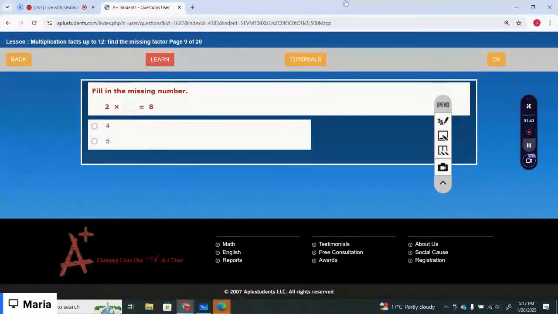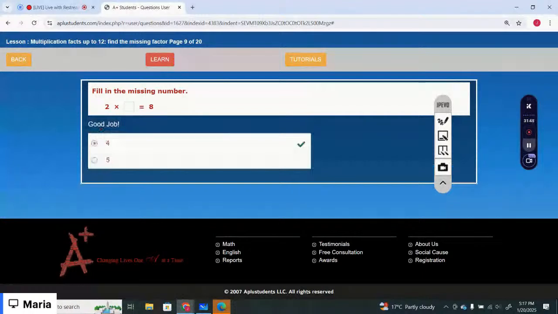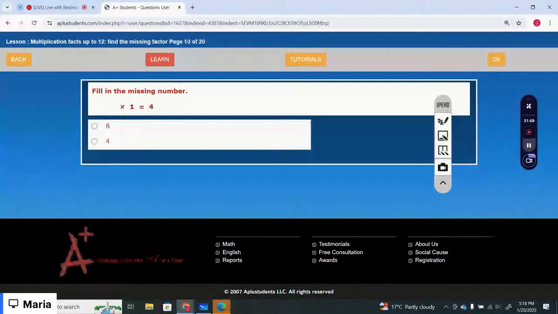2 times 4 is 8. The correct option is option number 1, that is 4. 1 times what number is 4? 1 times 4 is 4. The correct option is option number 2.